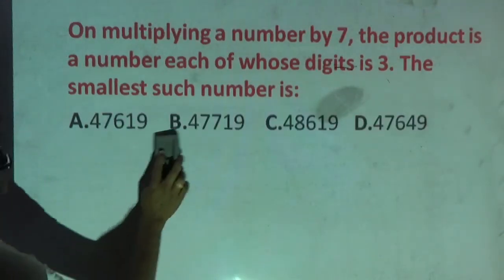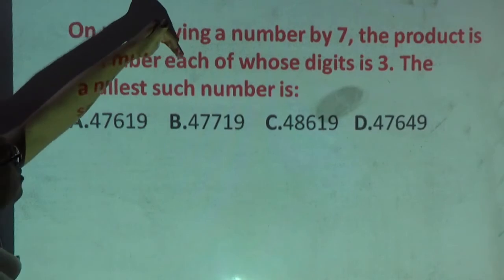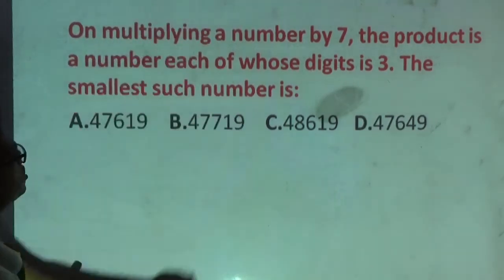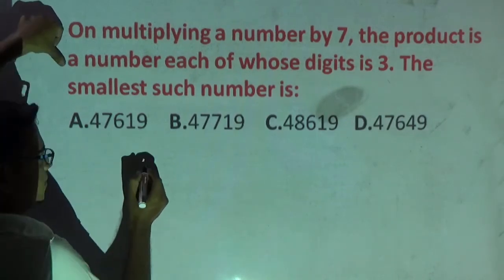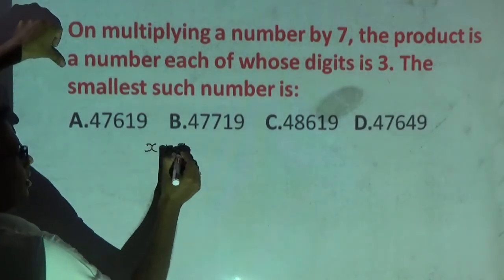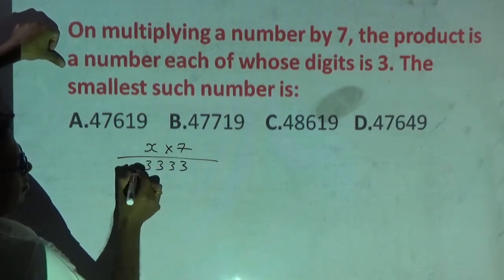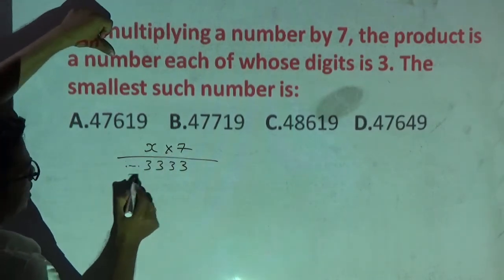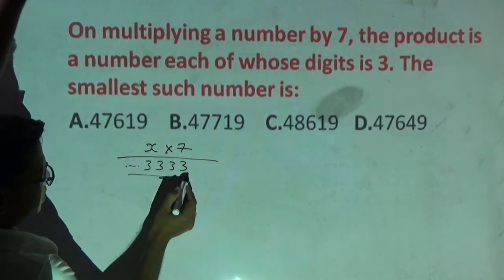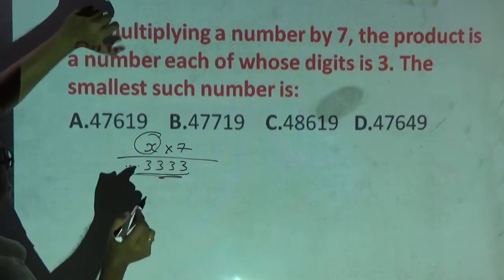Next question. On multiplying a number by 7, the product is a number each of whose digits is 3. Then the smallest such number is. Okay, so I am multiplying a number by 7, and the product I am getting has all digits 3, like this. In the product each digit is 3. Then what is this x they are asking?